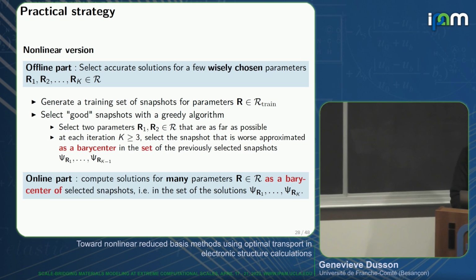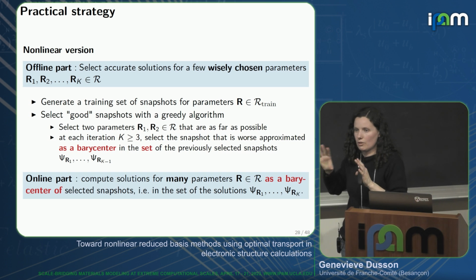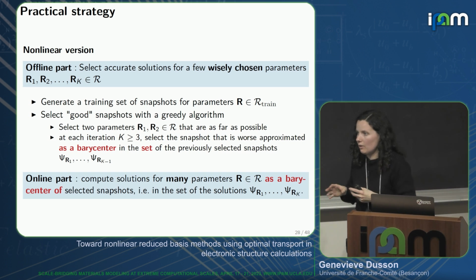So basically, the linear combination is just replaced by a barycenter in the sense of this norm.